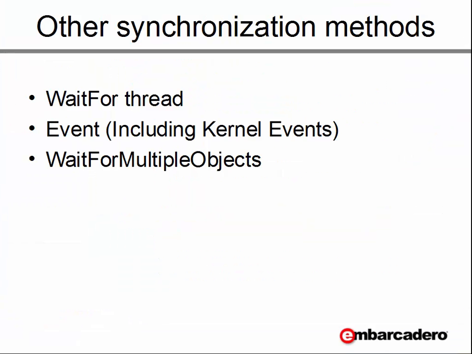There are other multi-threading synchronization tasks needed to be achieved besides locking. Those include waiting for a thread to finish, notifying the threads by sending events, including kernel events from drivers and devices, and waiting for multiple objects, including events and threads, to be signaled or completed.